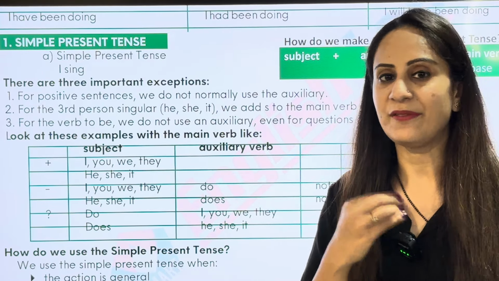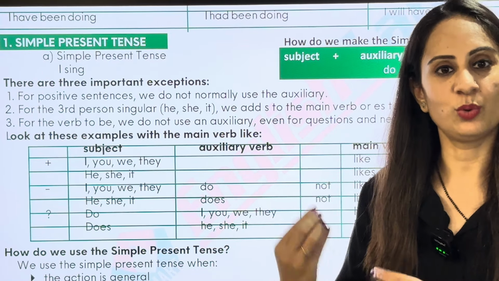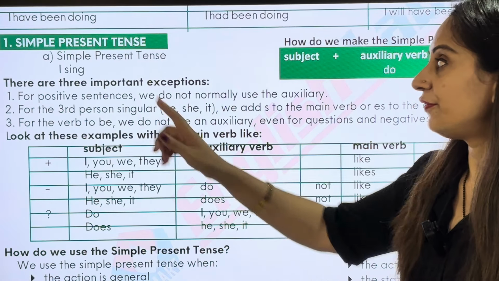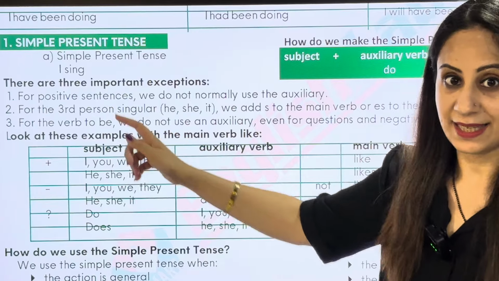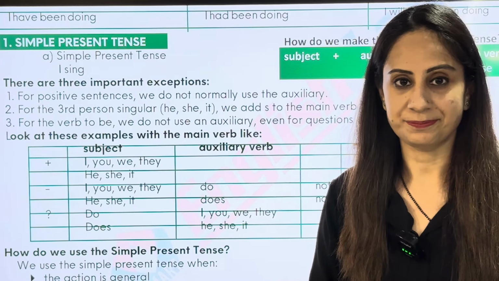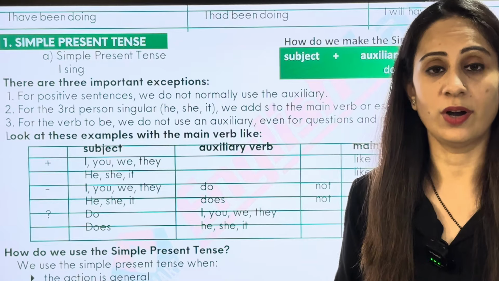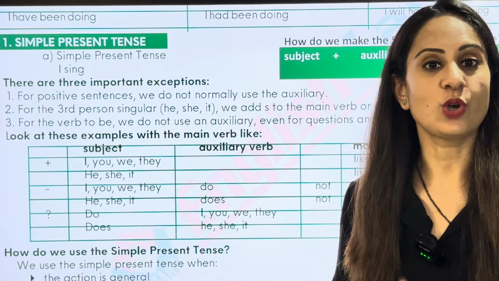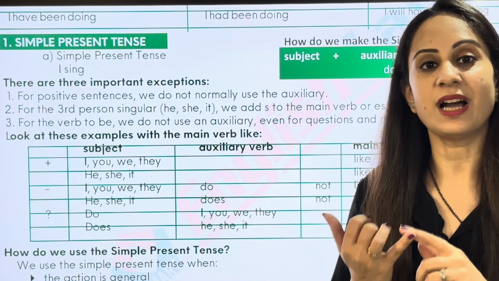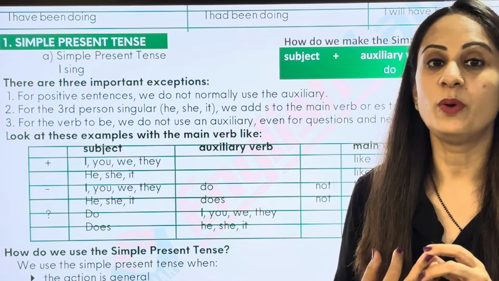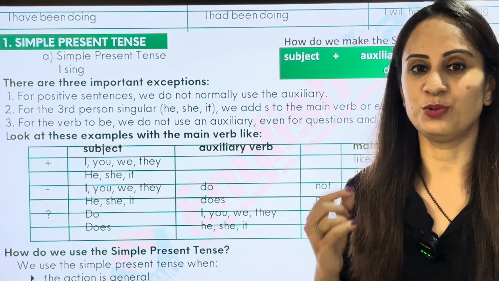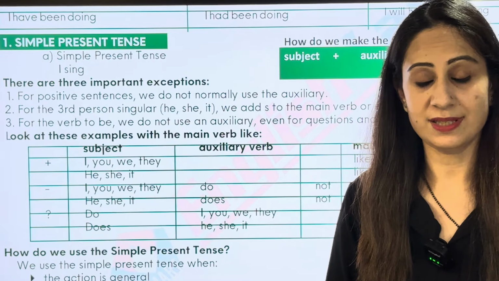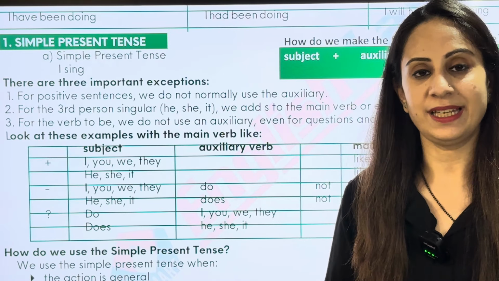Whenever you have any subject, I, you, we, they, or any plural, we always use the first form of the verb, like sing. I sing a song. You sing a song. We sing a song, they sing a song. So if you have noticed, with I, you, we and they, we have used the first form of the verb, which is sing. Also with plurals, for example, Rohini and Mohini.